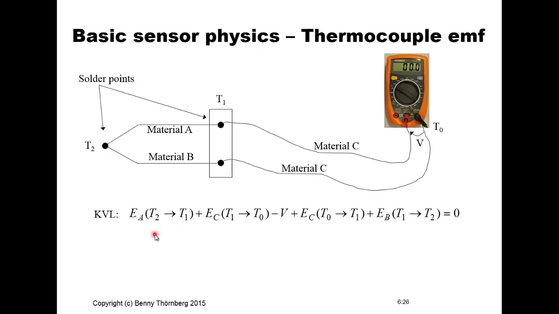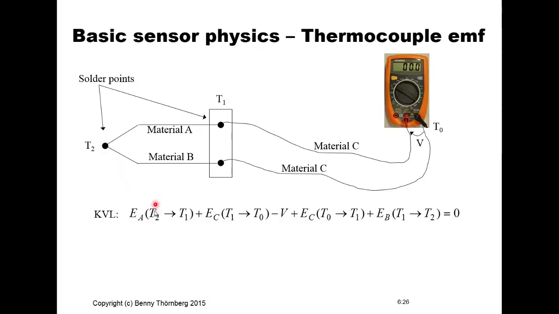I have made a notation of the voltage generated over material A as EA, from temperature T2 to T1. And the idea is that we should make a potential travel from this point over this closed circuit and come back to the same point, and then the sum of all the potential differences should be equal to 0 according to Kirchhoff's voltage law.